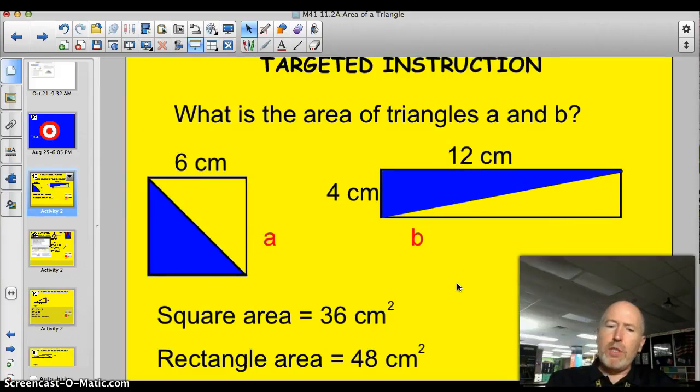Now think about it. Can you tell me what the area of triangle A is? And triangle B? Well, if you said 1/2 of 36 square centimeters, you are correct because the triangle is exactly half of the square. So if the square is 36, half of 36 is 18. Half of 48 is 24 square centimeters. Kind of cool, huh? Hope I made you think about that one.